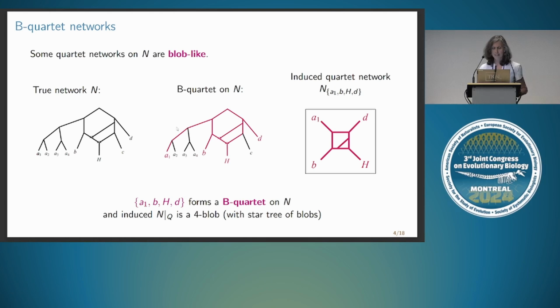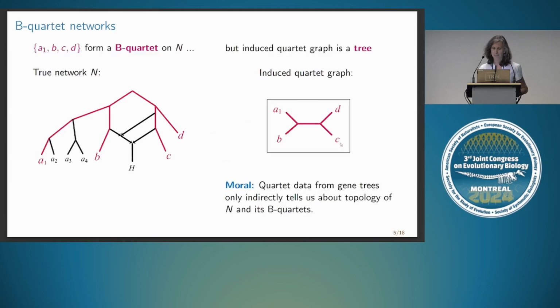But instead, if I look here at A1, B, H, and D, and then I look at the induced graph on my model network, you'll see that it looks like a blob or a network. Notice it's not level 1, it's level 2 in this picture here, and that's what it looks like. In the tree of blobs, of course, this blob right here is going to be contracted down to a node like that. Okay, so we call that a B quartet for blob quartet.